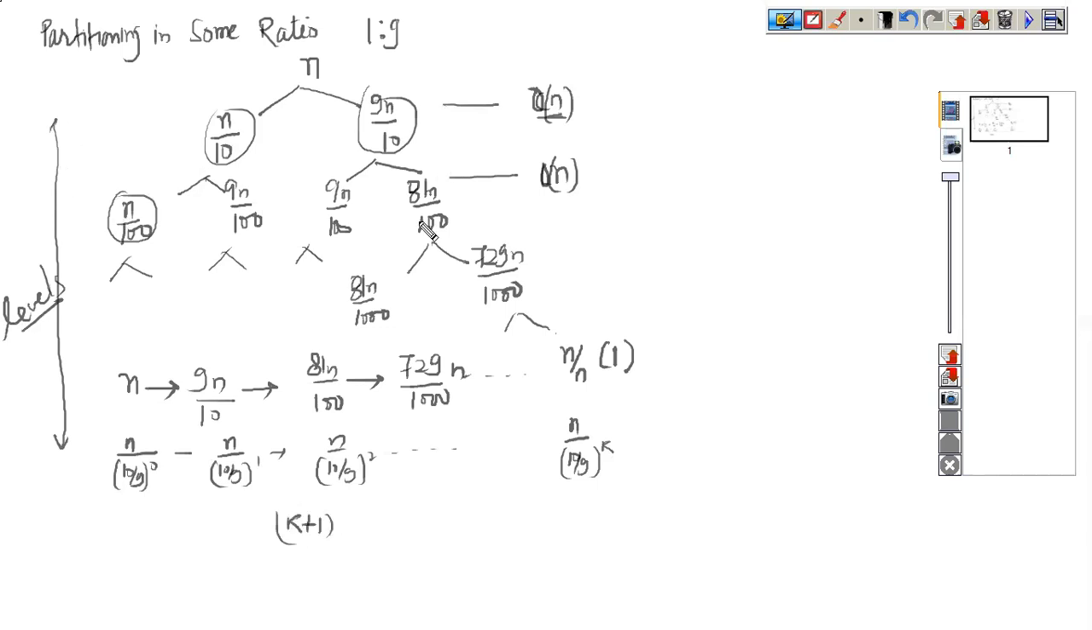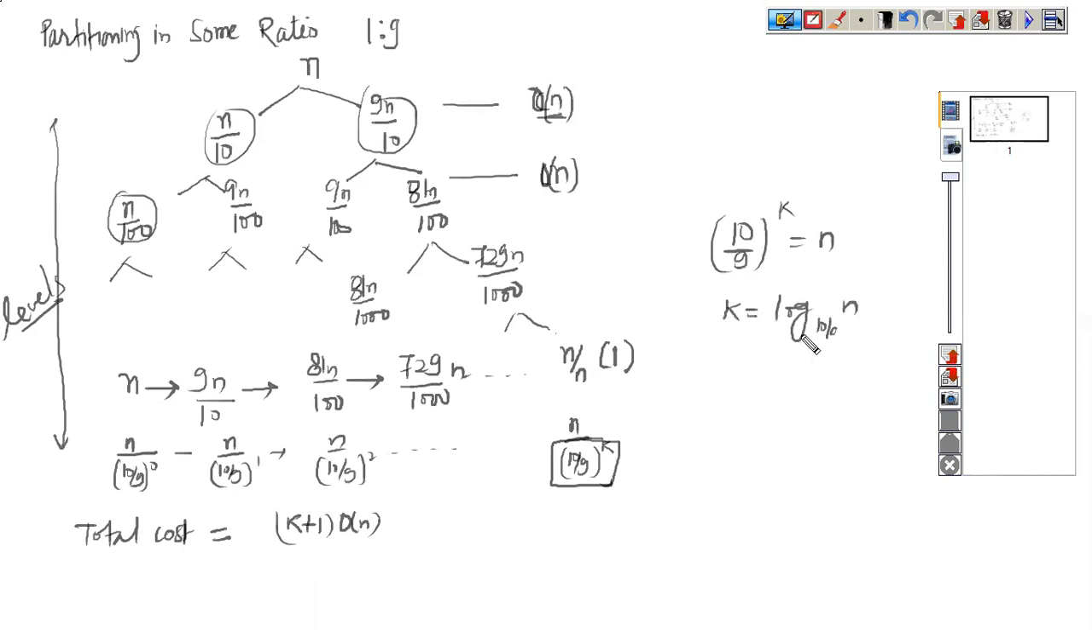We did this effort, and what is the effort we are doing at each level? We are doing big O of n. So this is multiplied by big O of n. This gives you the total cost. So we need to find out what k is here. This value is equivalent to n, then only you can get n by n. So you can say (10 by 9) power k is equal to n, and when you take the log on both sides, you will say k is log n to the base 10 by 9, and this is 1 point something.